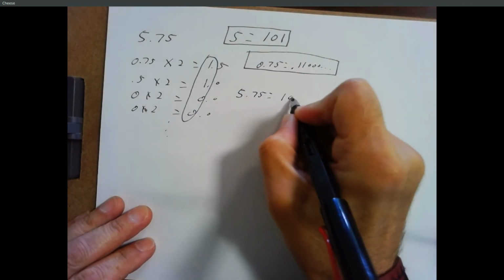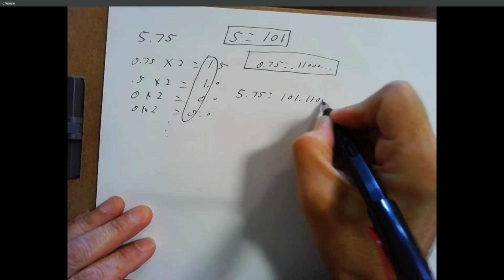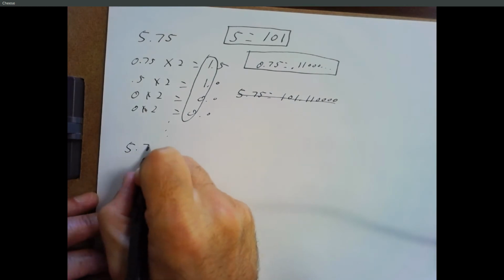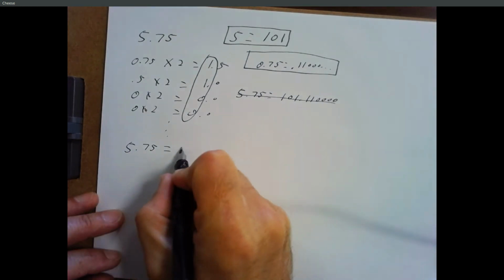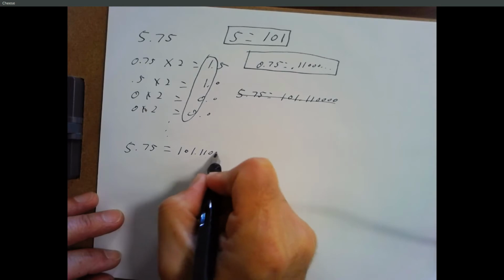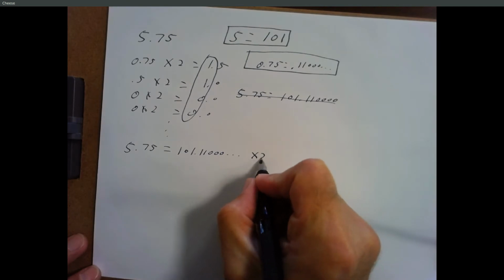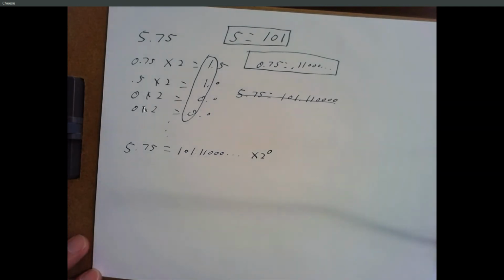5.75 equals 101.11 with a bunch of zeros. And don't do it on the side here where it's buried in other stuff, right? Put this down so you've got paper that's organized in portrait instead of landscape. Okay? And this is times 1, which is 2 to the 0.